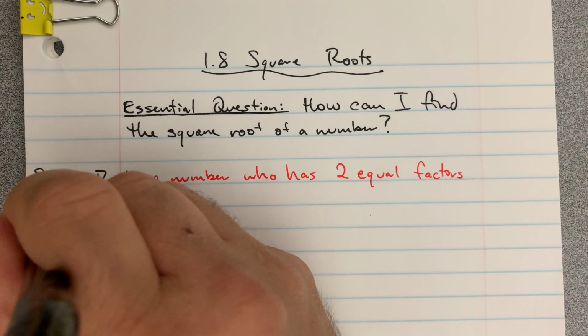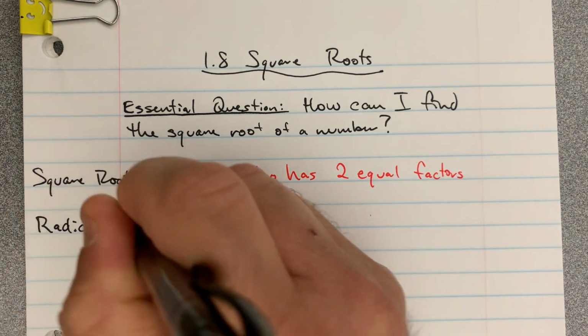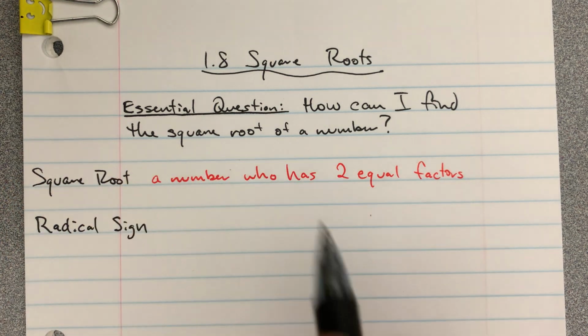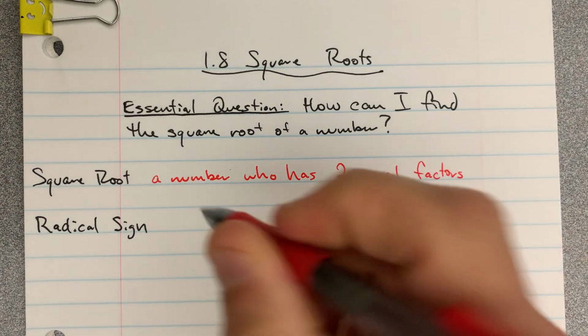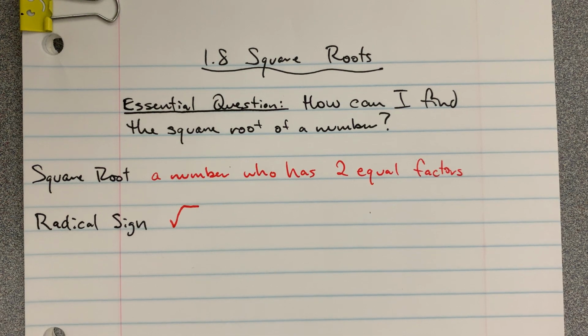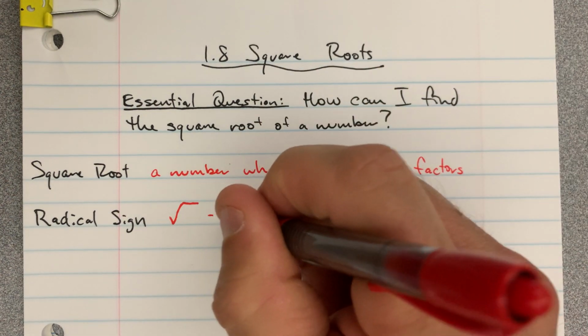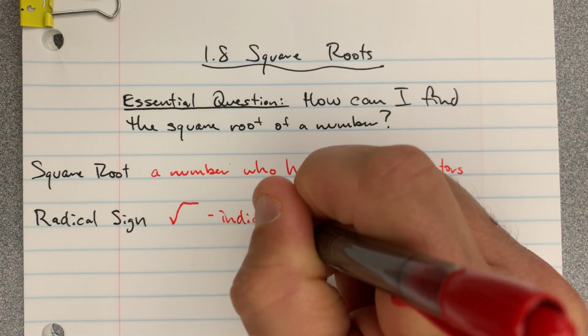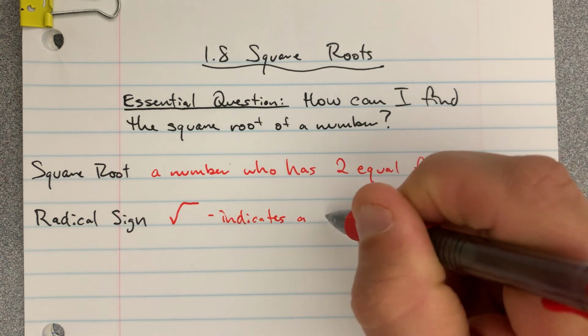The next thing I want to define is something called a radical sign. You're used to calling it a square root sign. It looks like this. It's really a radical sign. It indicates a square root.